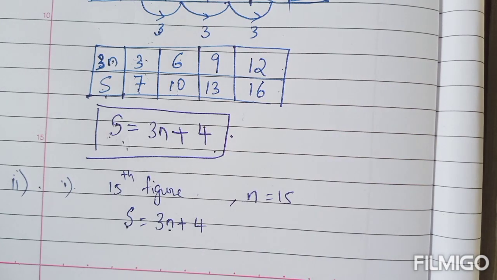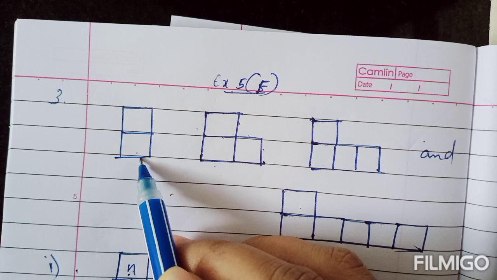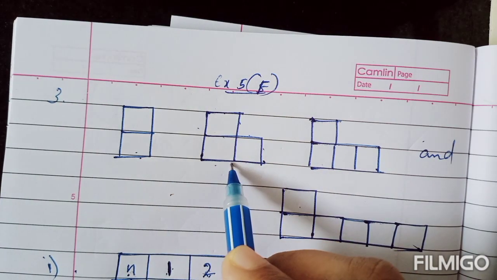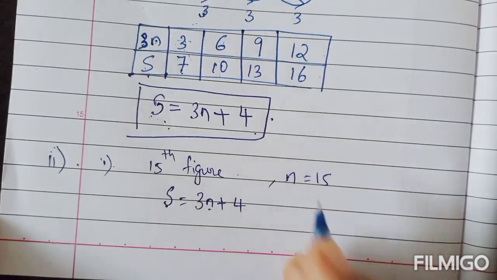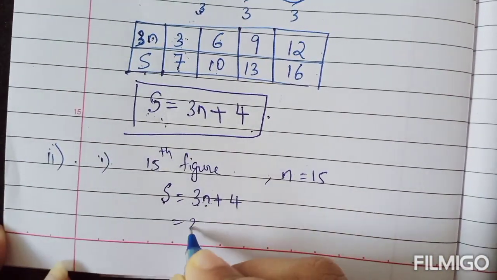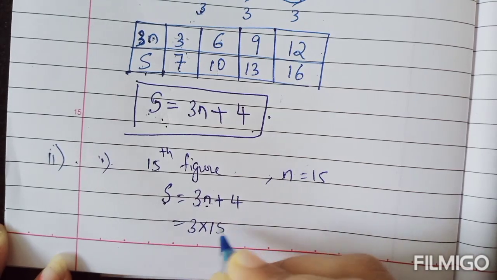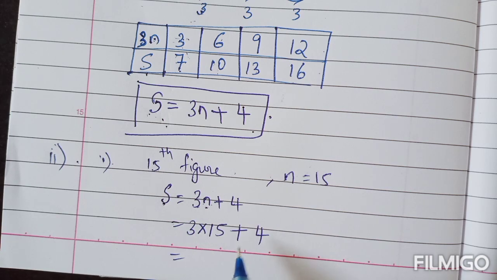15th figure n എന്തായിരിക്കും? For the first figure n equal to 1, for the second figure n equal to 2, for the third figure n equal to 3. So for the 15th figure n will be equal to 15. So we can substitute here: 3 into 15 plus 4. You will get the number of matchsticks used in the 15th figure.